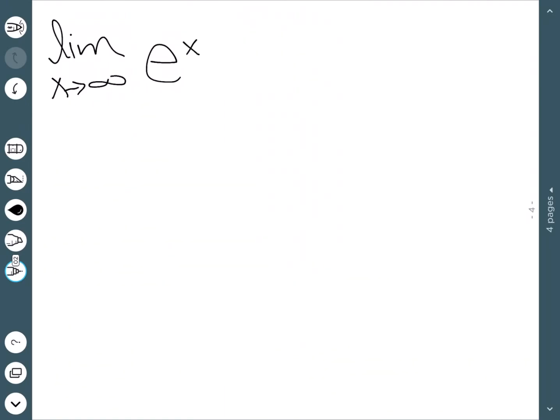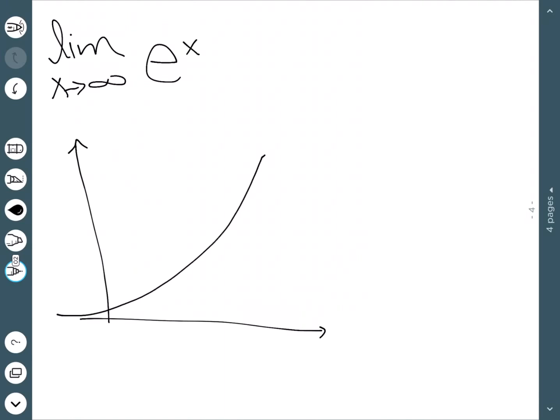The next one, the limit as x goes to infinity of e to the x. Once again, it's a lot easier with these if we think about what the graph looks like. And the graph of e to the x looks something like this. And we can see that this thing just keeps going up forever, so the limit here is going to be infinity.